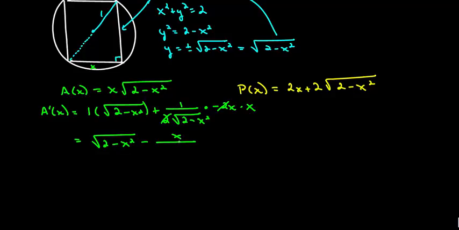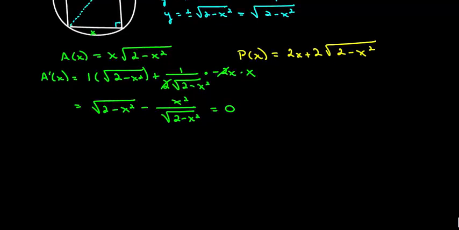We've got x squared in the numerator because it's x times x. And then in the denominator, we have 2 minus x squared. And of course, we want to set that equal to 0 to find the critical values. So let's go ahead and look for those critical points.